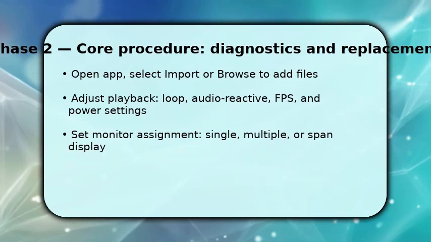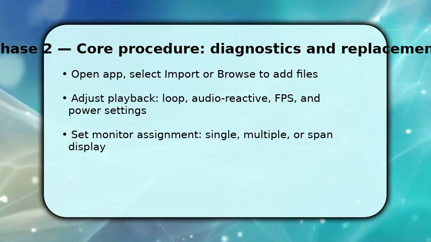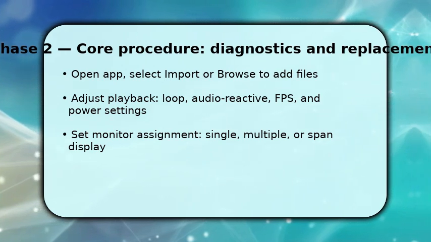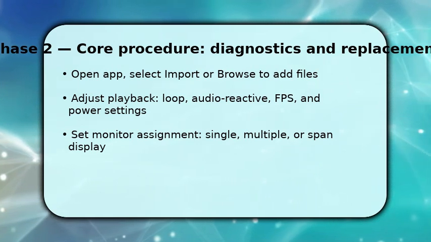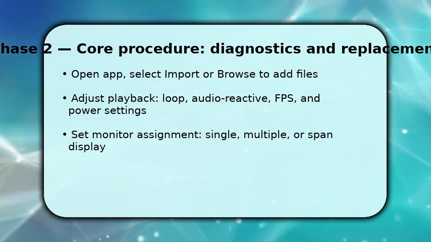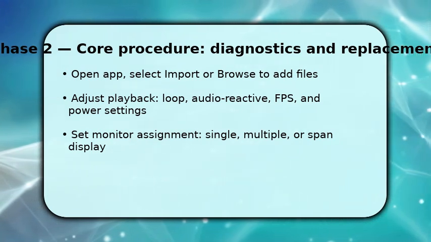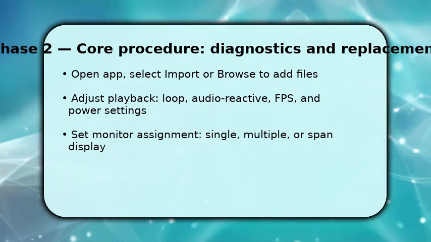You now import or select a wallpaper from the app library, drag in a video, GIF, or interactive scene. Once done, configure playback options such as loop, audio reactive behavior, target FPS, and CPU/GPU limits so performance matches your machine. Make sure to assign the wallpaper to the correct monitor, single, specific screens, or span across multiple displays.